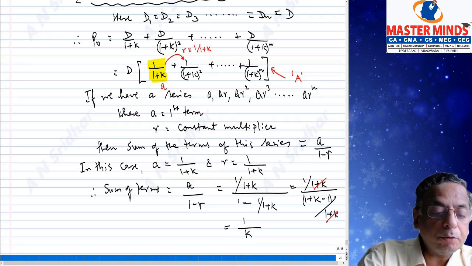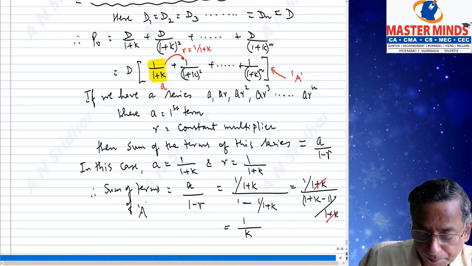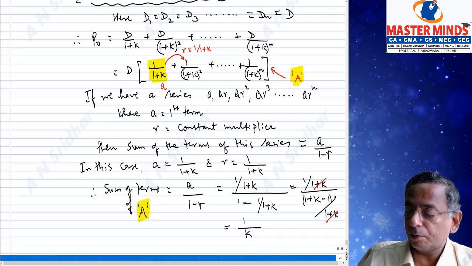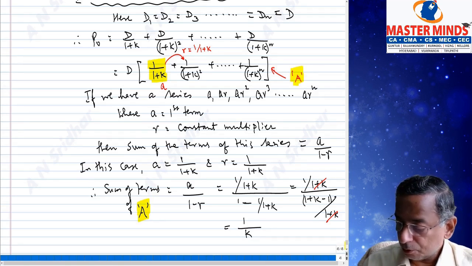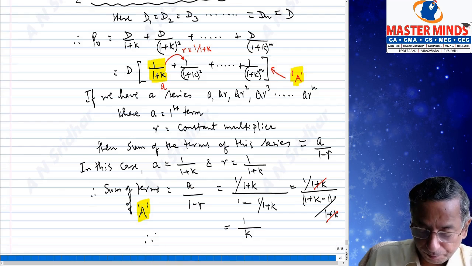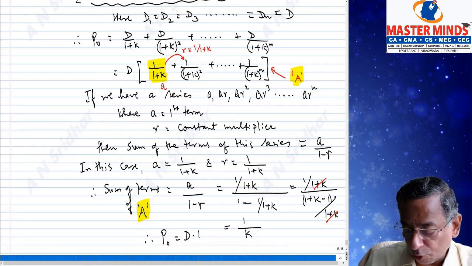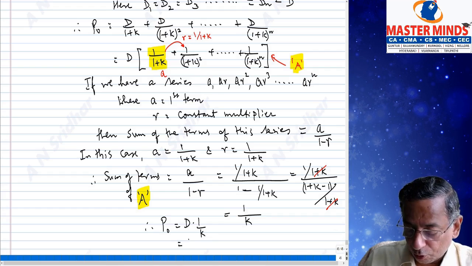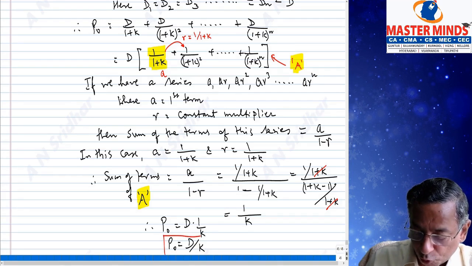So the sum of terms of A will be 1 upon K, that's all. Therefore, P0 is equal to D into 1 upon K, is equal to D upon K. This is the formula you are supposed to remember, that's all.